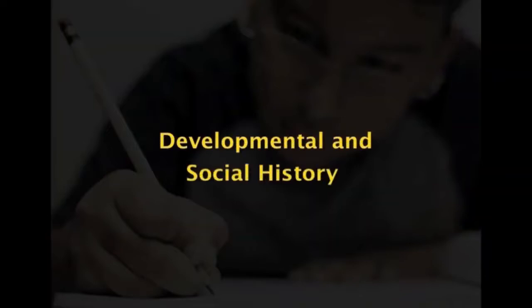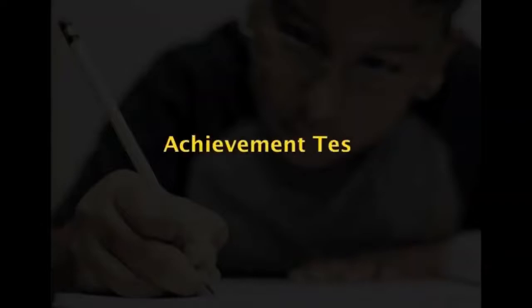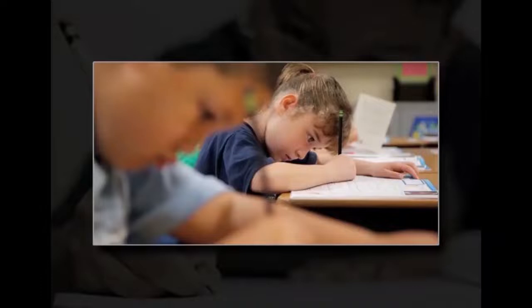The next one is a developmental and social history. This is usually given to the parents and guardians, where narrative questions are asked to provide important facts about the child's development. Behavioral observation. It helps to identify factors in the classroom environment affecting the child's learning ability. Achievement test. These tests are administered to determine the child's current skill levels in academic skills.